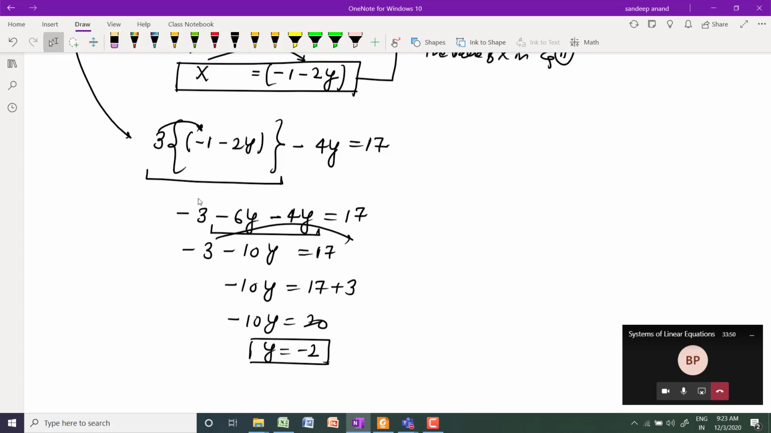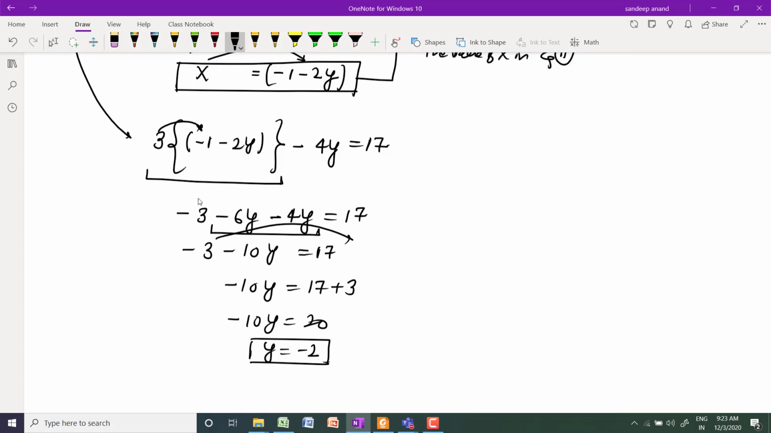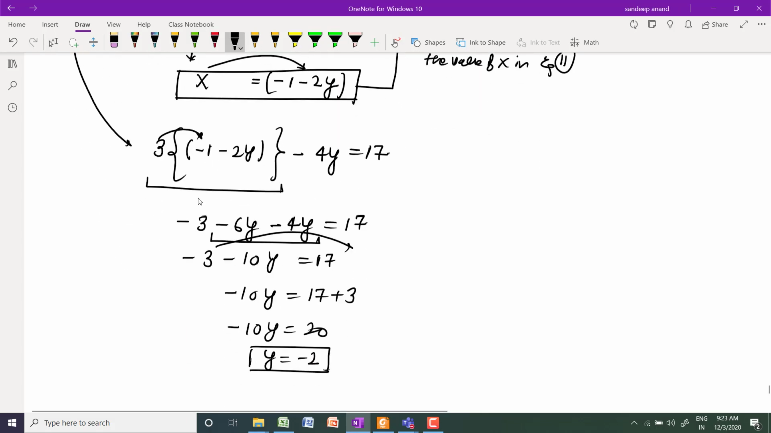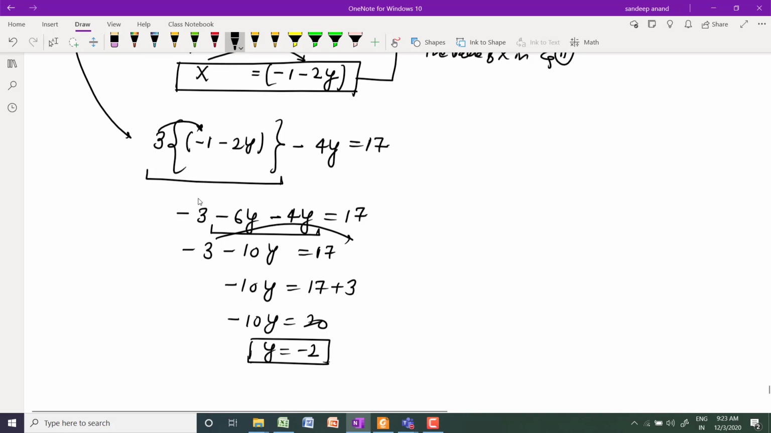Am I going fast? No, sir. You are perfect. Okay. So y equal to minus 2. The same thing I did in the previous method also.